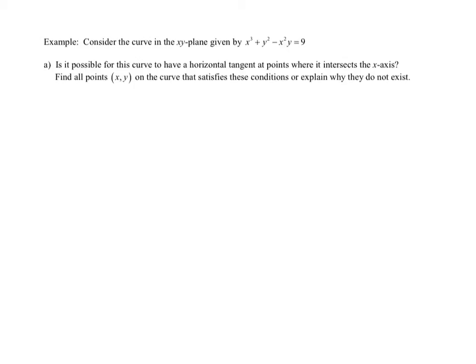Example, consider the curve in the xy plane. So very nicely they gave us this function. And A, is it possible for this curve to have horizontal tangent lines at points where it intersects the x-axis? Then find all the points that satisfy these conditions or explain why they do not exist. Alright, so to me, there were two key math things I had to get out of this. The first one, of course, is horizontal tangent lines. We talked about that last week. So I'm going to abbreviate that as HTL, horizontal tangent lines.